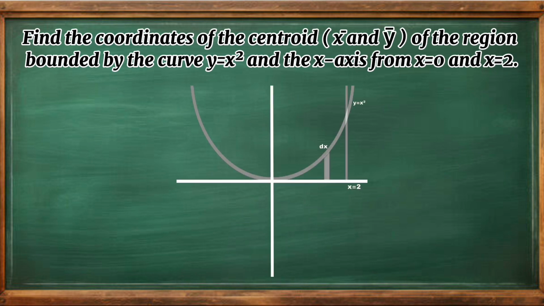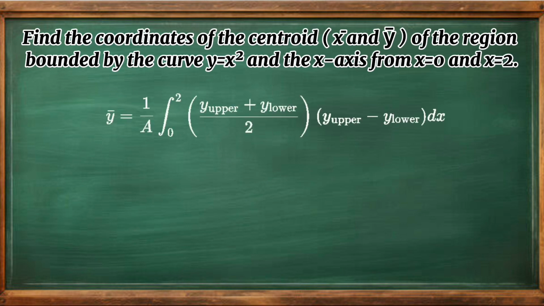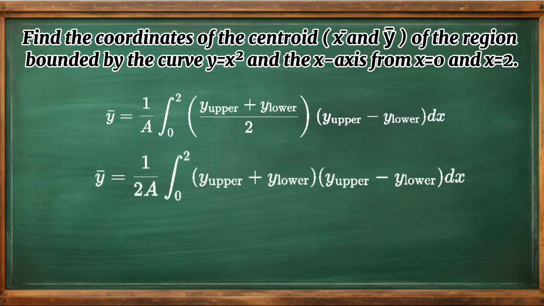Now, to find y-bar, the y-coordinate of the centroid, we use the average of the top and bottom functions, which is y-bar equals 1 over A times the integral from a to b of (y upper plus y lower) over 2 times (y upper minus y lower) dx. Then, we simplify our equation. Therefore, y-bar equals 1 over 2A times the integral from a to b of (y upper plus y lower) times (y upper minus y lower) dx.